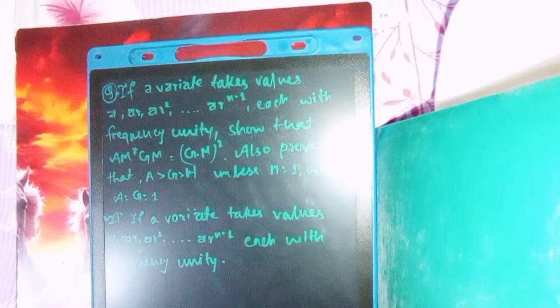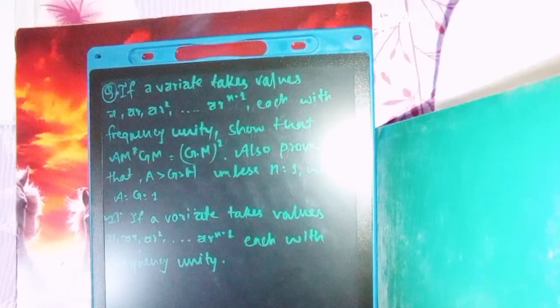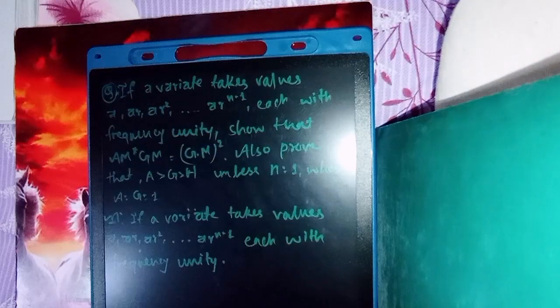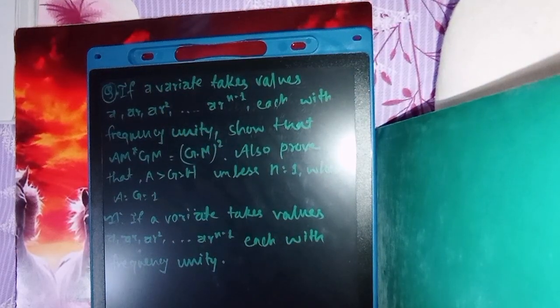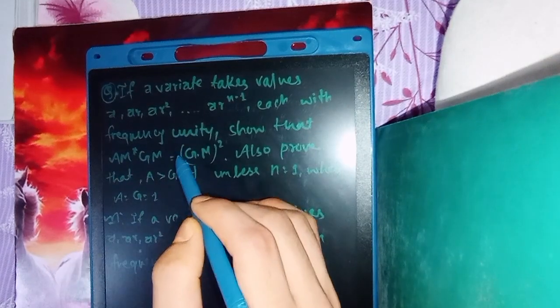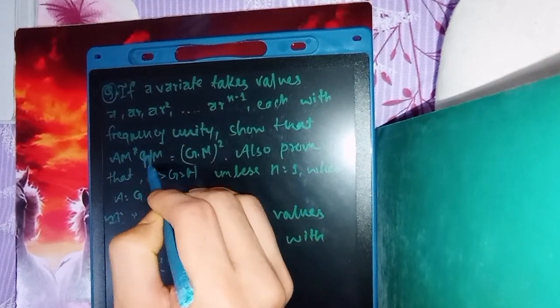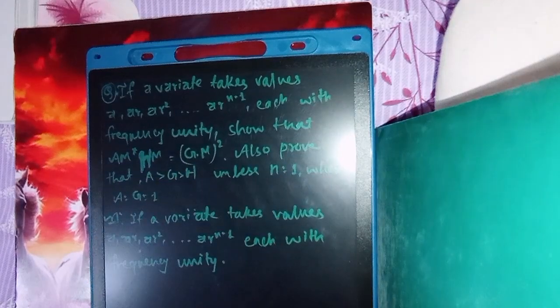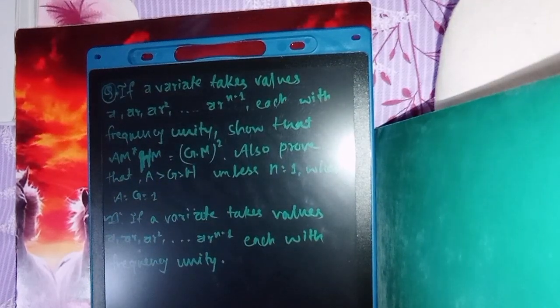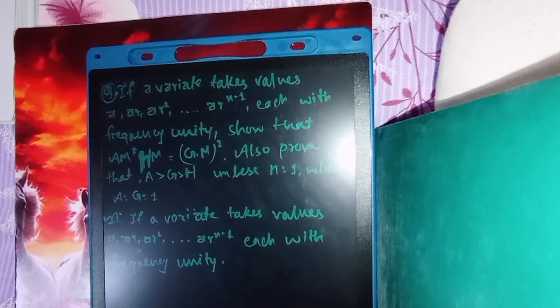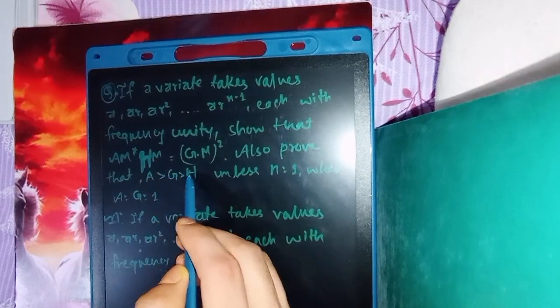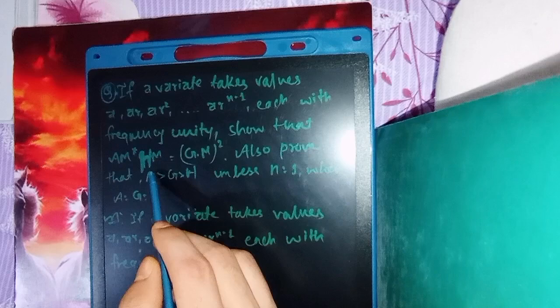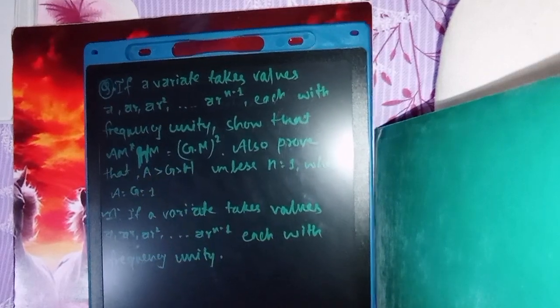The question says: if a variable takes values a, ar, ar square, up to ar power n minus 1, each with frequency unity, show that AM multiplied by HM is equal to GM square. Also prove that A is greater than G is greater than H unless r is equal to 1. Here A means arithmetic mean, G means geometric mean, H means harmonic mean.